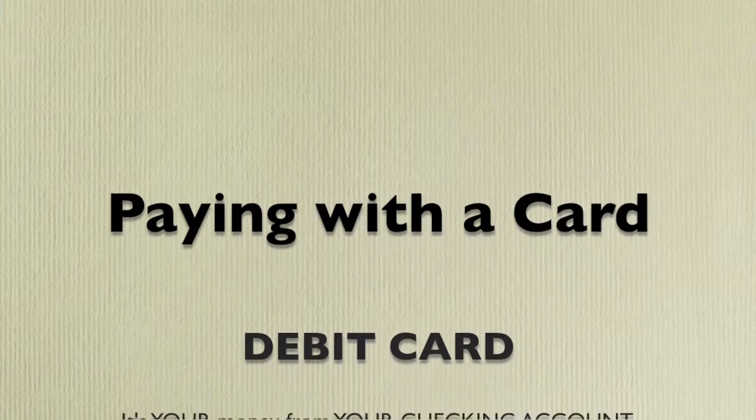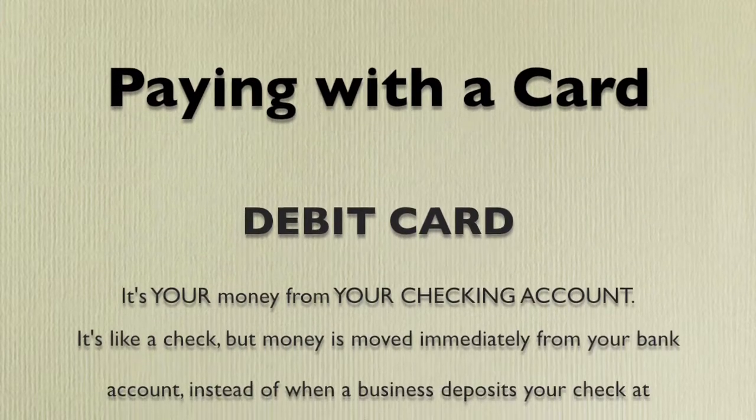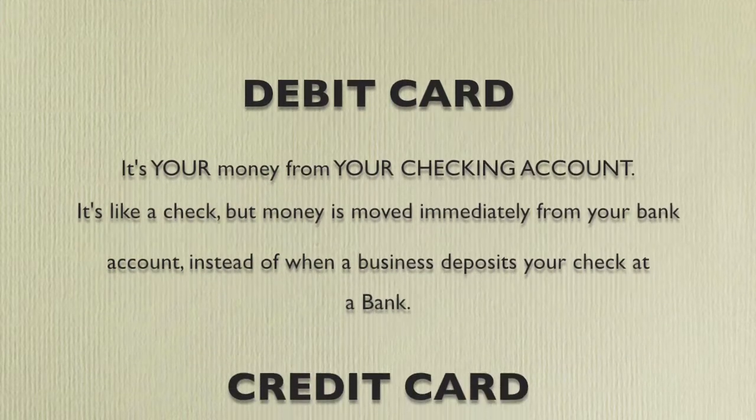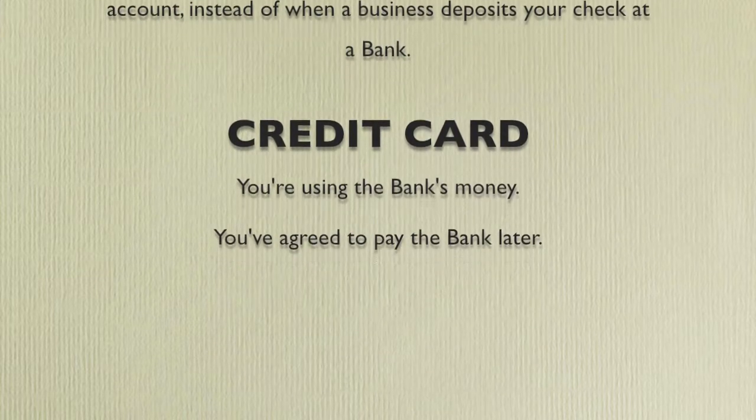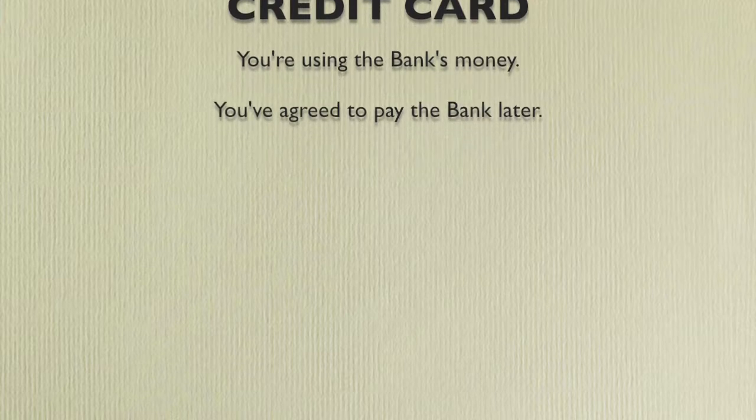When you use a debit card, you are using your money from your checking account. This is just like when you write a check, except the money is moved immediately out of your bank account instead of when the check is processed at the bank. When you use a credit card, you are using the bank's money and have agreed to repay the bank later.